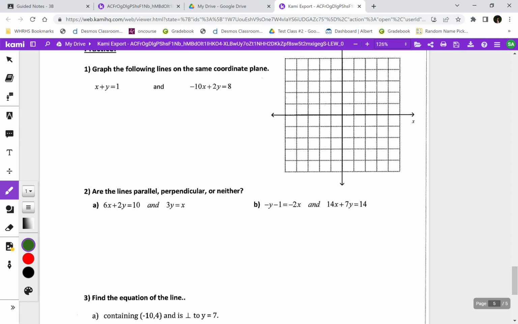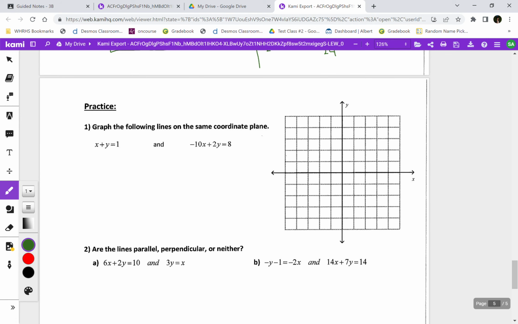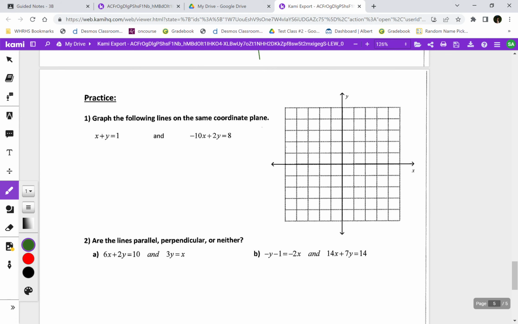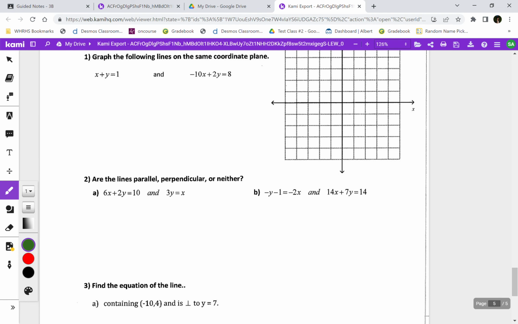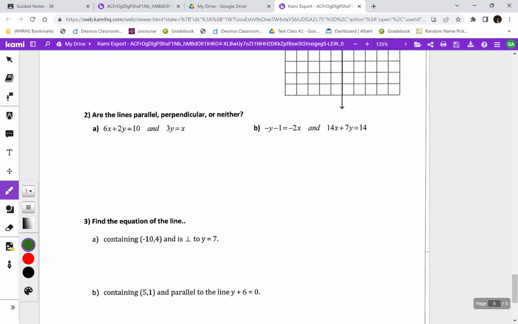Okay, so this is nothing new. So where it says practice, I'm going to have you try some of these on your own, but I'm going to do one of them with you, which I haven't showed you yet. Let's look at number 2A, where it says, are these lines parallel, perpendicular, or neither?